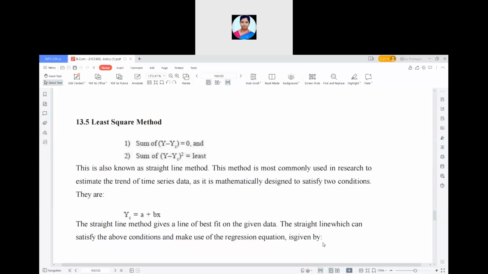summation of y minus yc equal to 0. That is the sum of deviations of the actual values of y and the computed values of y is 0. Y is nothing but actual, and yc is the computed values of y. So that deviation is 0. Okay. And the second point is the sum of (y minus yc) the whole square is least.